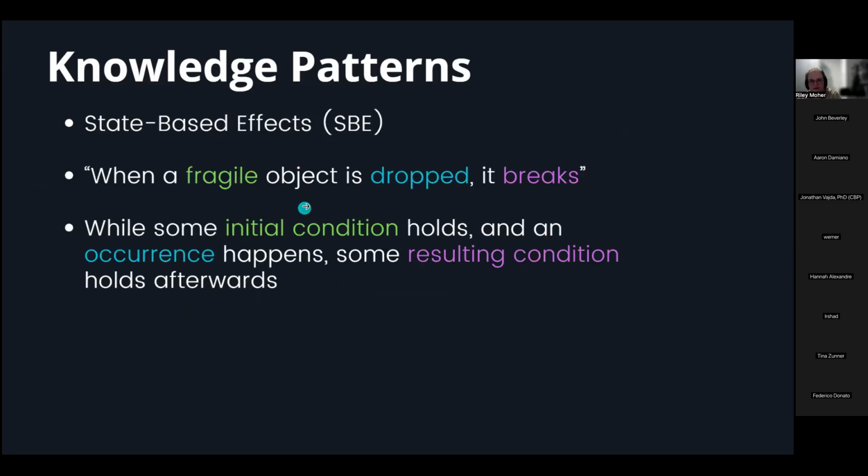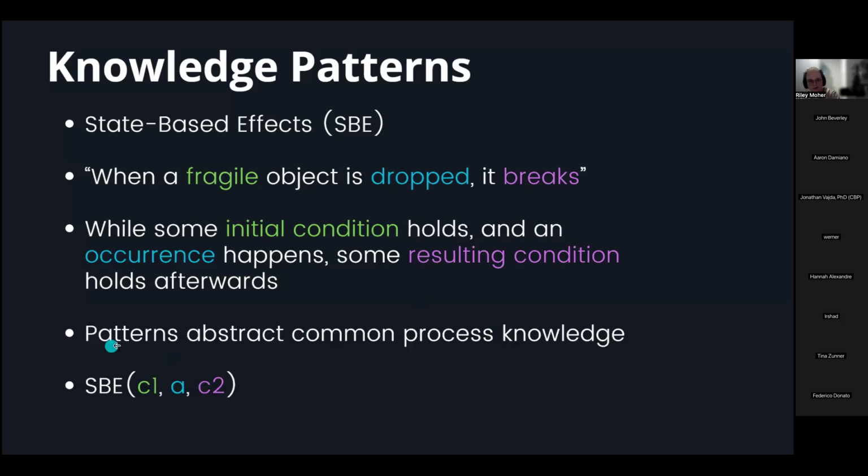So a state-based effect: we have our specific example here, and then the natural language explanation of it. We have some initial condition holding, some occurrence happens, and then there's some resulting condition that holds afterwards. We can recognize that the pattern is abstracting some kind of common process knowledge such that we can instantiate it and call it sort of like a function, to declare that domain-specific knowledge.